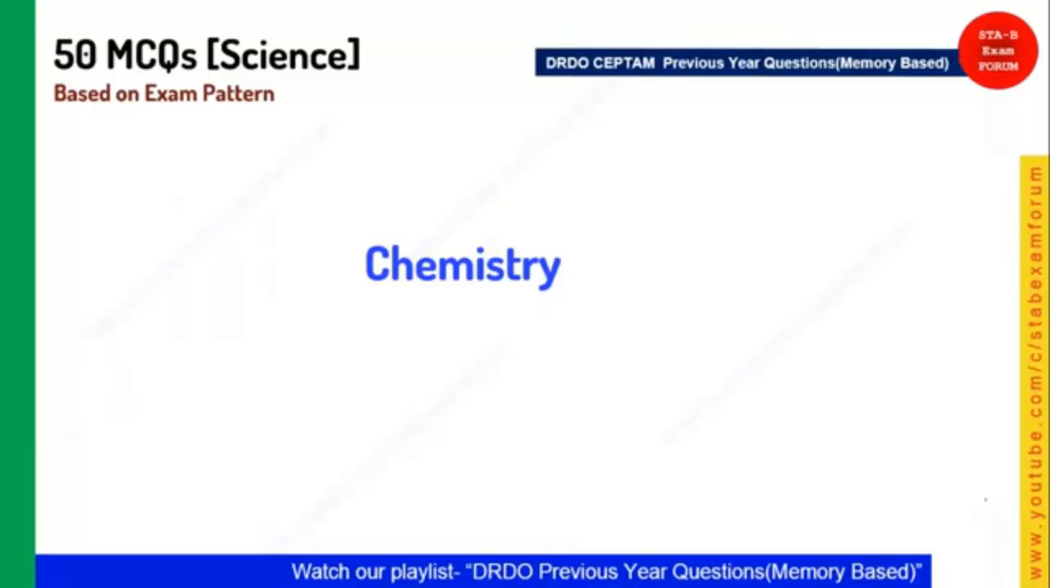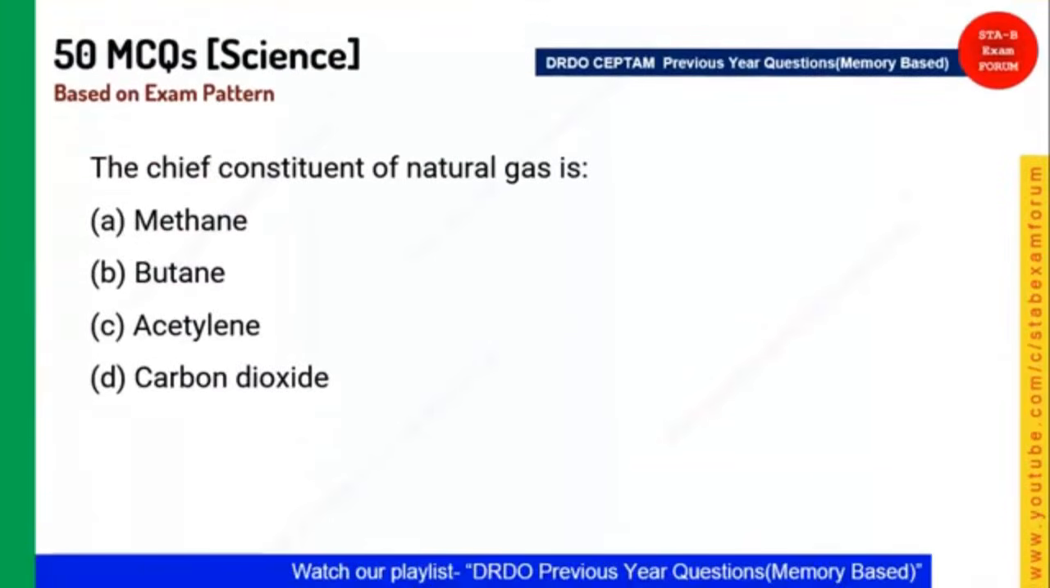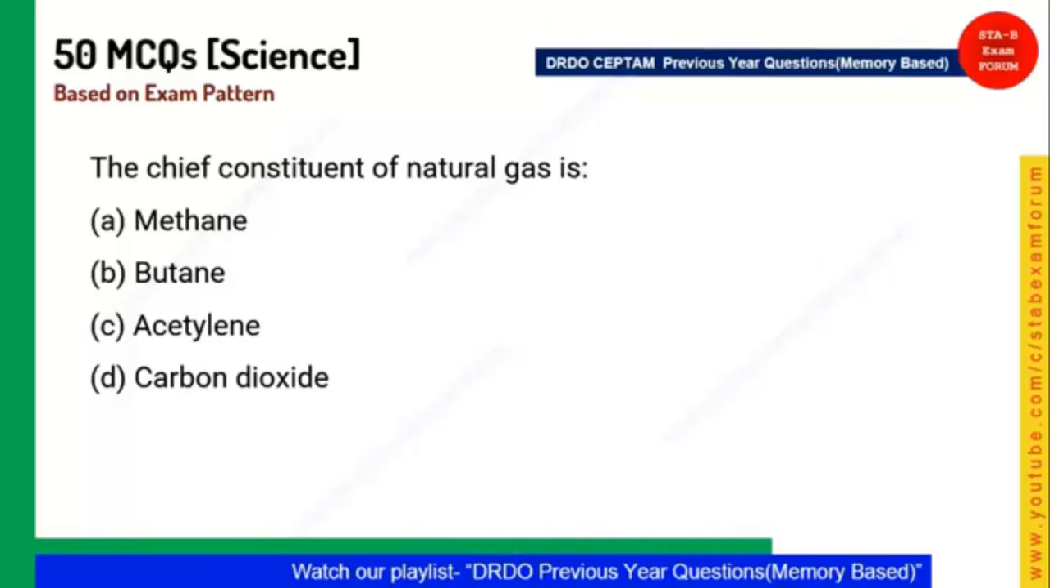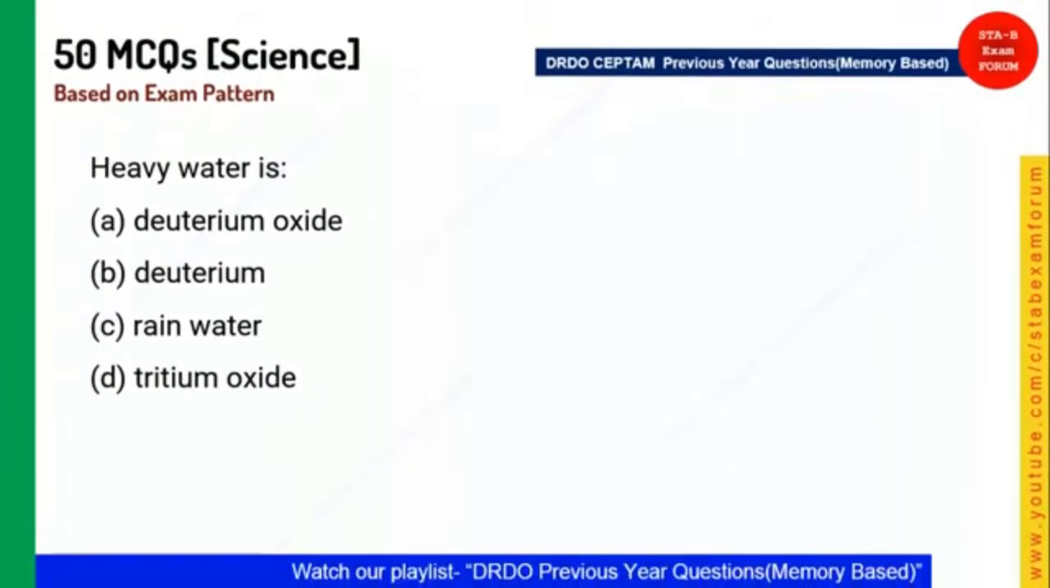Now it turns to chemistry. Let's see what the questions in chemistry are. The chief constituent of natural gas, student. What is the main component of natural gas? Since natural gas is used for various purposes, methane, student, methane is used as the main constituent of natural gas. Okay, coming to the next question.